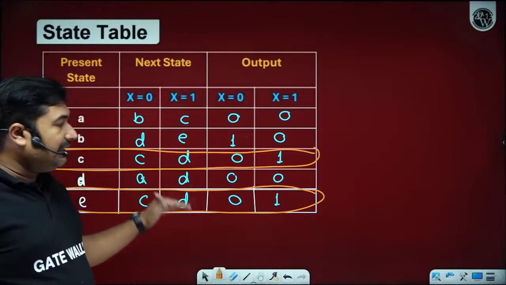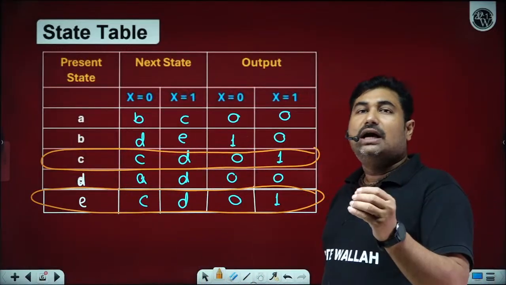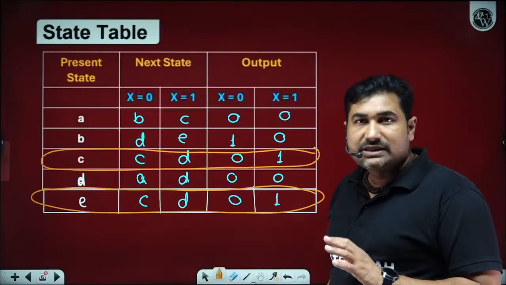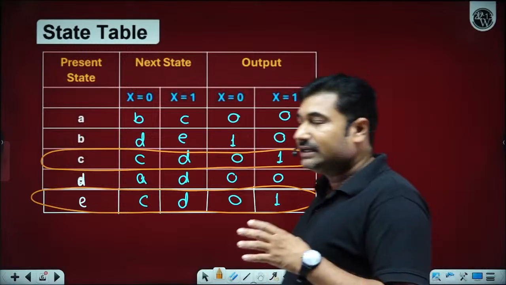So C and D states are equivalent. One of them can be removed without altering the input-output relationship. Is it okay? Because one of them is a redundant state and we can reduce the state table.